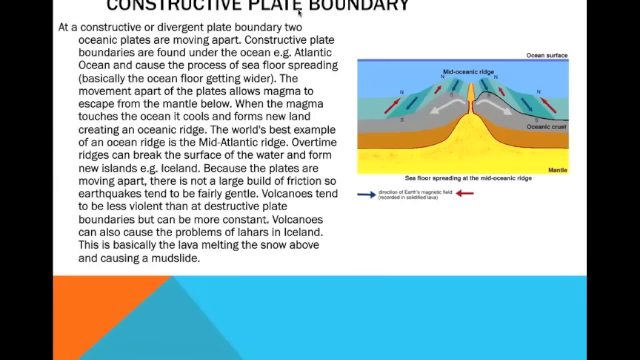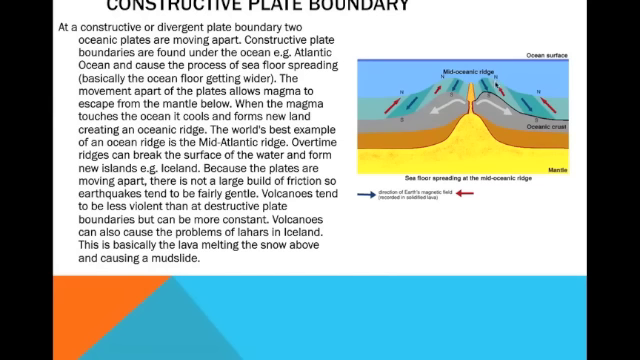So let's have a look at constructive. So think at a constructive or divergent plate boundary, 2 oceanic plates are moving apart, so they're moving away from each other. And constructive plate boundaries are found under the ocean, for instance, Atlantic Ocean, and can cause the process of seafloor spreading, basically the ocean floor getting wider.